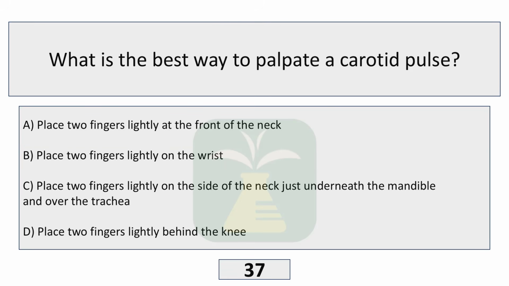What is the best way to palpate a carotid pulse? A. Place 2 fingers lightly at the front of the neck. B. Place 2 fingers lightly on the wrist. C. Place 2 fingers lightly on the side of the neck just underneath the mandible and over the trachea. D. Place 2 fingers lightly behind the knee.